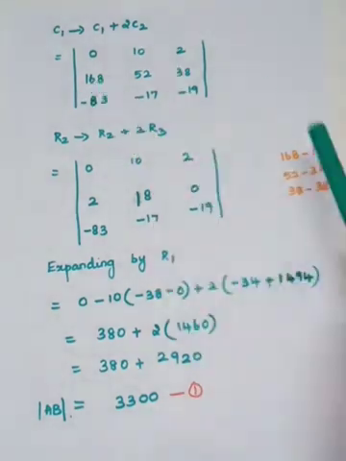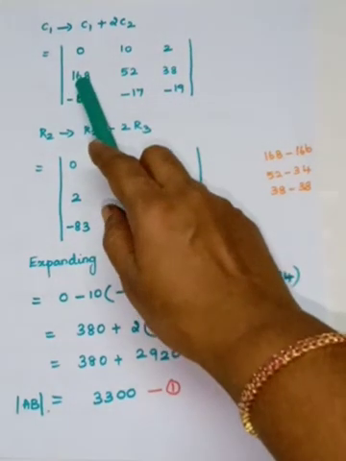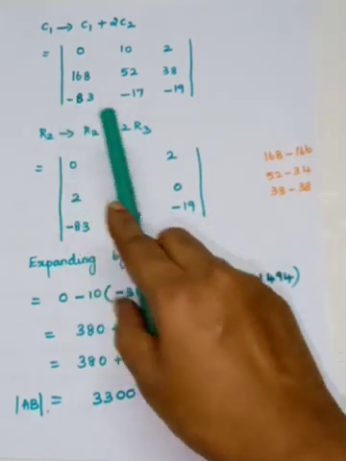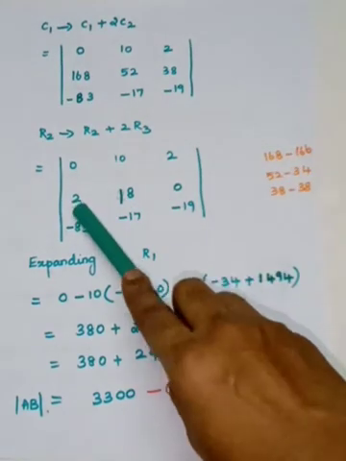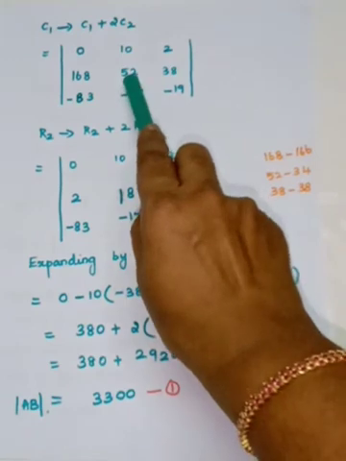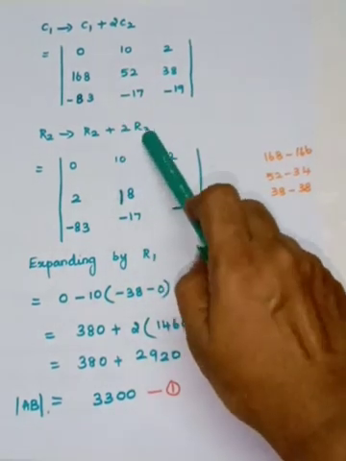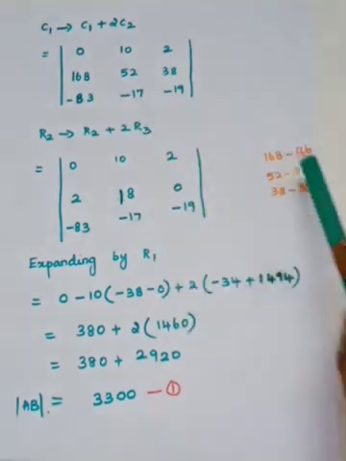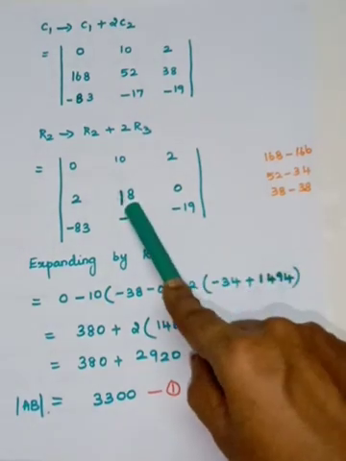So R2 is 168. First entry 168. If you multiply minus 83 into 2 is minus 166. If you subtract, here you will have 2. So 2 is a simple entry. And here next one 52 is written. And what you have to do? The R3 corresponding element has to be multiplied into 2. So minus 17 into 2 is minus 34. If you subtract, your answer is 18.